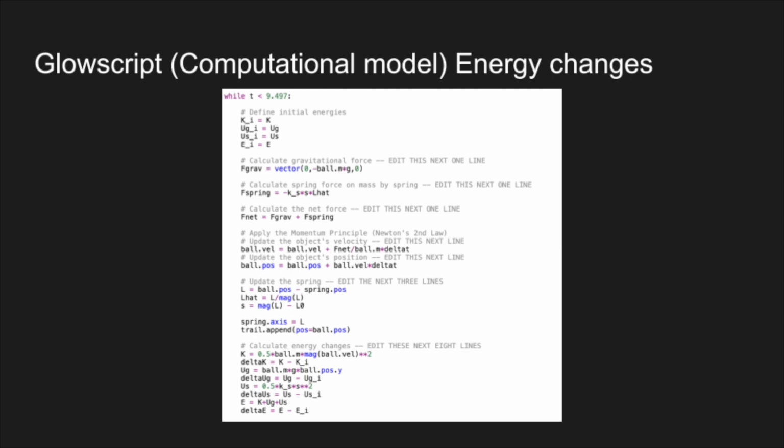And our purpose is to find delta E. So at last we calculate that. It's just E minus E initial. It could also be written as delta K plus delta UG plus delta US, just to let you know.